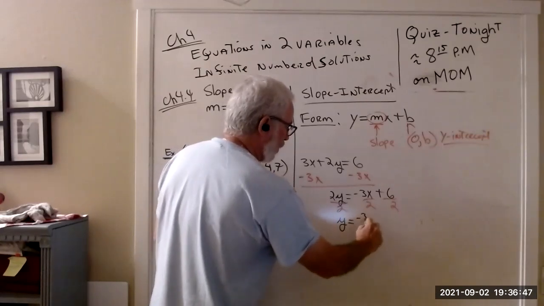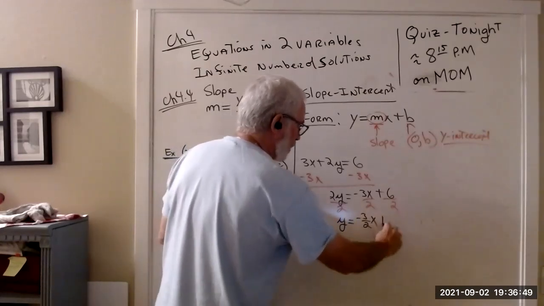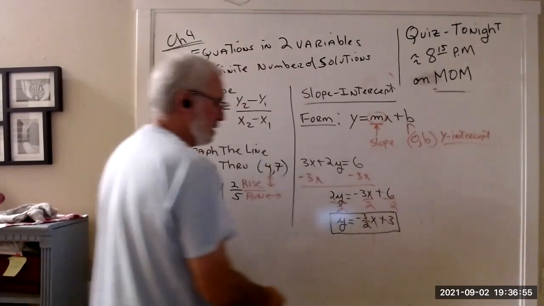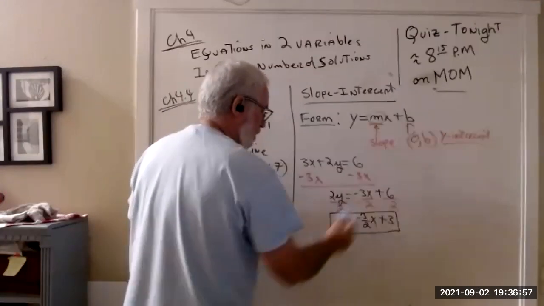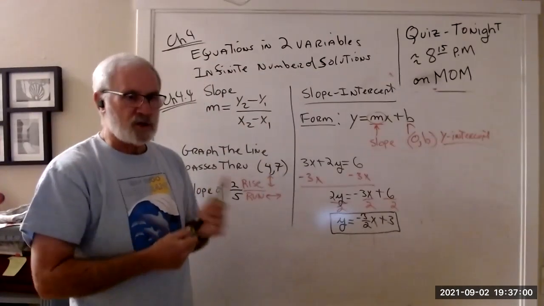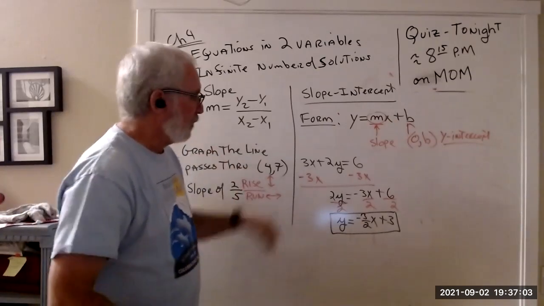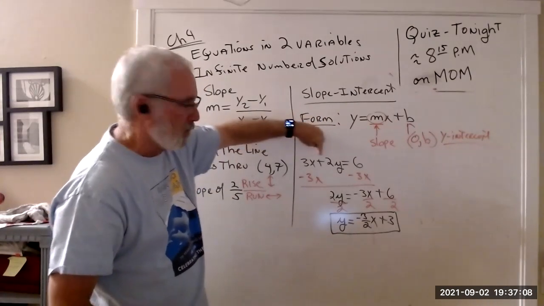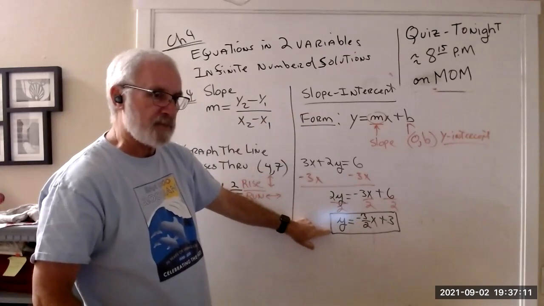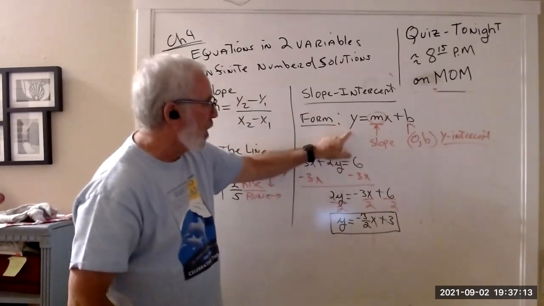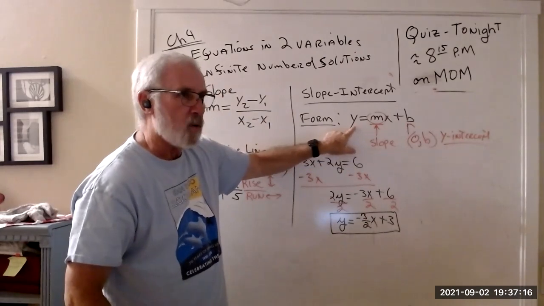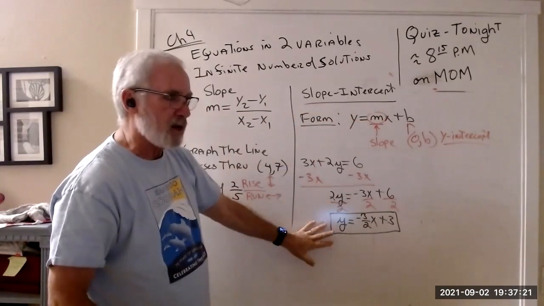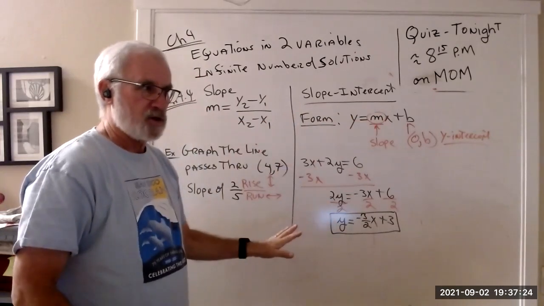Y equals negative 3/2 x plus 3. Can you guys all read that? Yep. Okay. Then what I've just done is I've manipulated this equation, this formula, if you will, into slope intercept form. That's what that's called. When you get y totally by itself, y equals mx plus b. By manipulating the equation algebraically, now you can look at this.